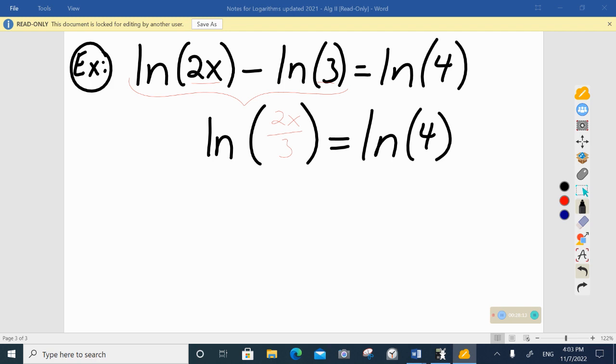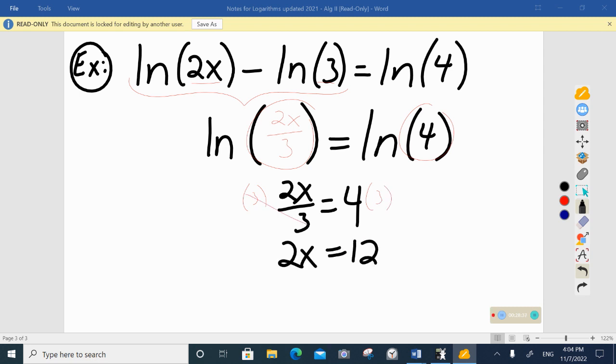And you have a log equals a log, a natural log equals a natural log. So the 2 natural logs are the same, so the stuff on the inside must be the same. That's called the common sense property, or the equality property. So 2x over 3 must equal 4. And then to solve for x, the first thing I would do is multiply by 3. That leaves you with 2x equals 12, and then I would divide by 2. So the value of x that makes this true is 6.